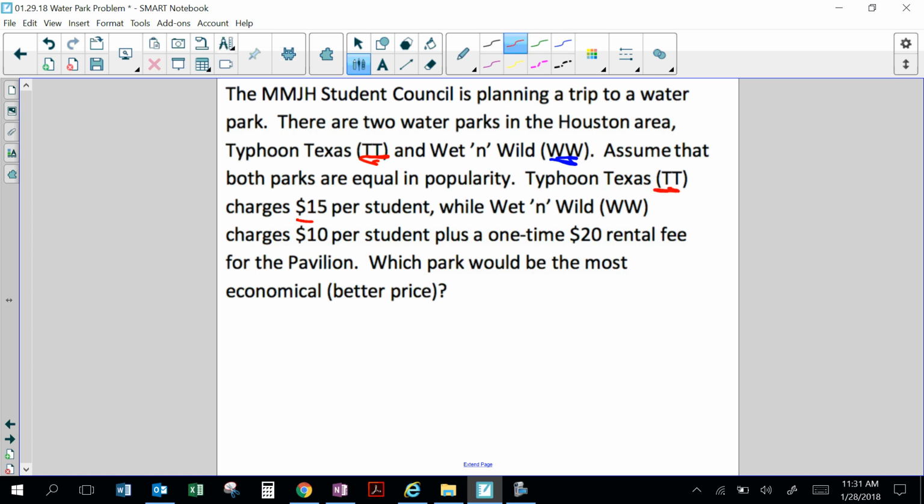Typhoon Texas charges $15 per student. So each student will cost you $15. While Wet n Wild charges $10 per student plus a one-time $20 rental fee for the pavilion. So you will have to pay that one-time $20 rental fee for the pavilion. So it's cheaper per student, as you can tell, but you still have to pay the $20 rental fee. Which park would be the most economical? Which park would be the better price?